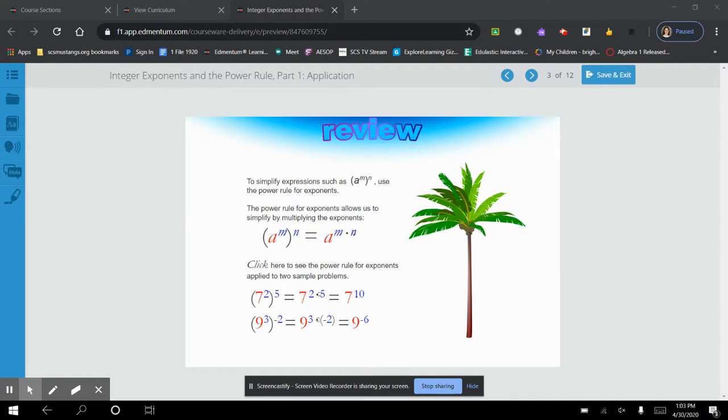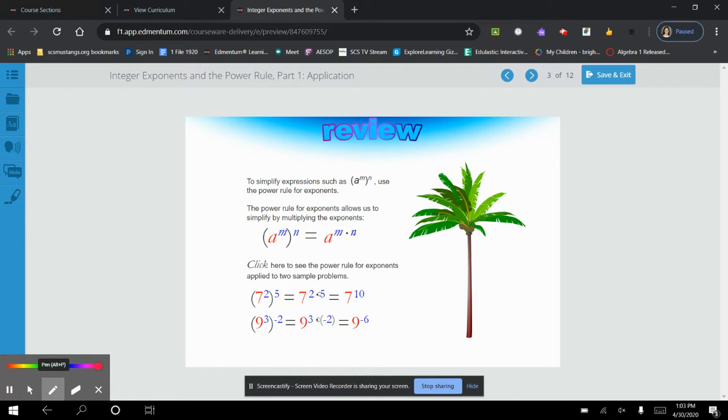So I've got the review slide up for you, and it just reminds you, just like what we covered in class, when we're looking at our power rule, we're going to have a base with an exponent on the inside of a set of parentheses with another exponent on the outside of the parentheses. Whenever you have this situation, notice there is only one base here. It's not like before where we were doing a to the n times a to the m, so we added those two together. That is not the case for what we're doing here. Here we only have one base and then two exponents and a set of parentheses separating those exponents.